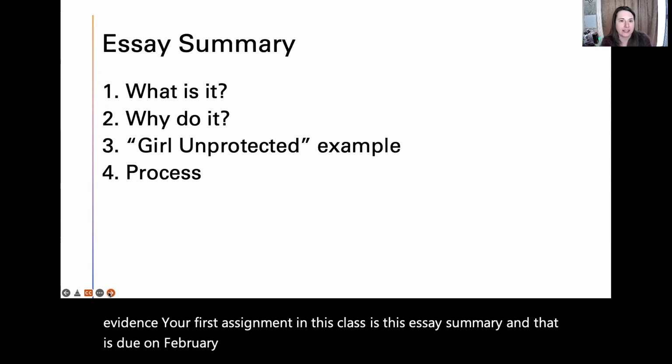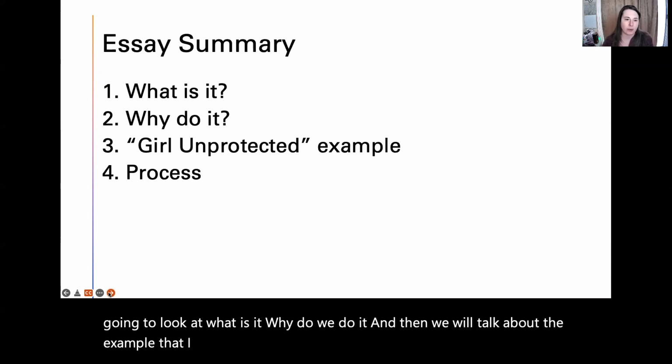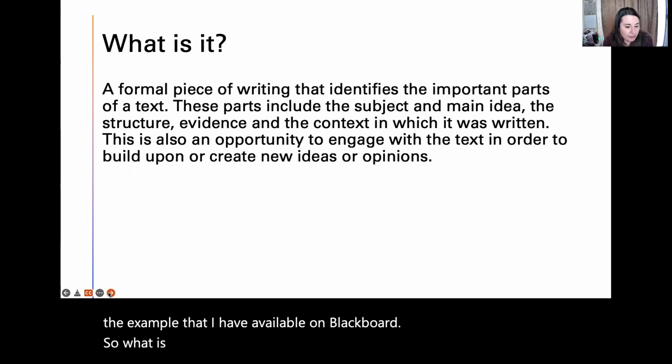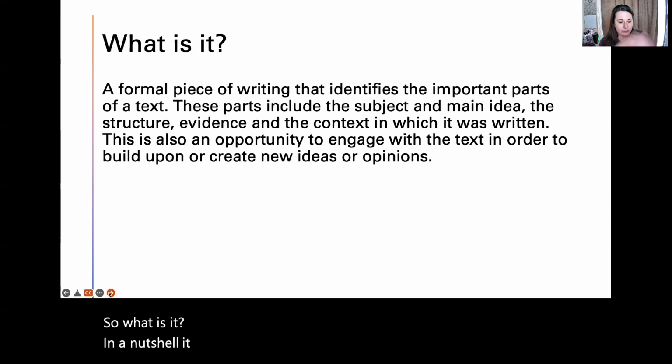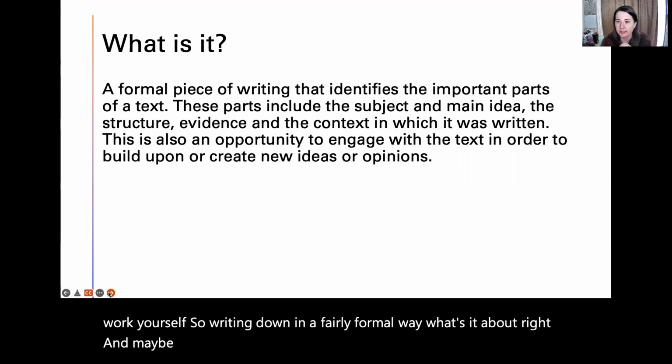So what exactly is an essay summary? First, we're going to look at what it is, why we do it, and then we will talk about the example that I have available on Blackboard. Okay, so what is it? In a nutshell, it is you reading an essay and then doing a little bit of English work yourself. So writing down in a fairly formal way, what's it about, right? And maybe why is it important?